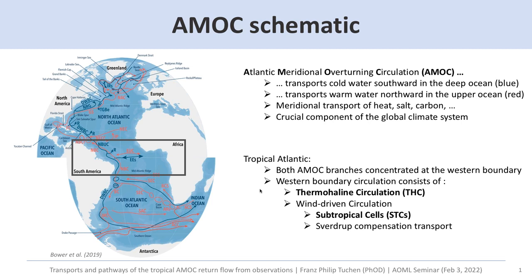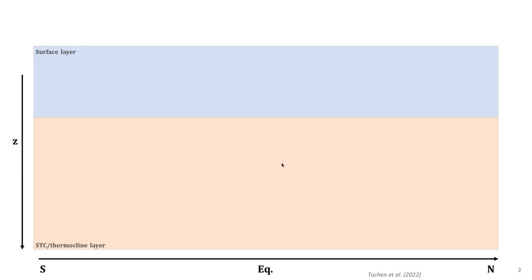another schematic view, which I'm going to show you now. So just think of this as the tropical Atlantic. Here you have the depth, and from the southern subtropics to the northern subtropics on this line. And we divide the tropical Atlantic upper ocean into two layers. So on the upper side, there's the surface layer that is influenced by the wind stress, and then at subsurface level, we have the thermocline layer, also called the STC layer.